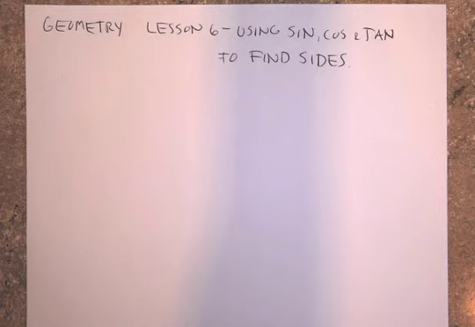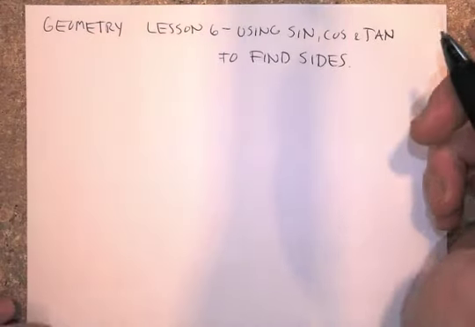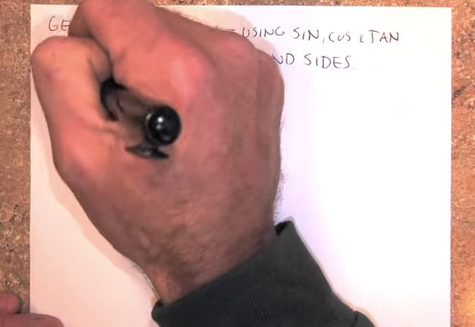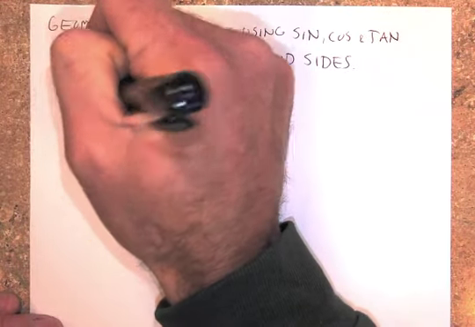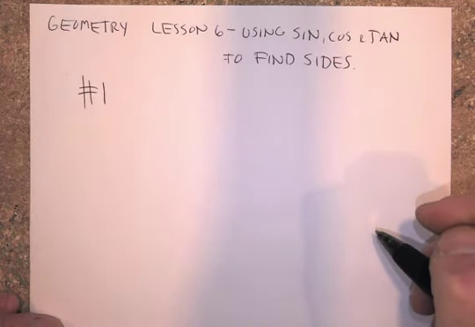Alright guys, lesson 6, using sine, cosine, and tan to actually find the length of sides. This is kind of the point of all this, to actually use sine, cosine, and tan to figure out missing sides on triangles. This is where it all kind of comes together. We're just going to do 3 examples to show you how this works.